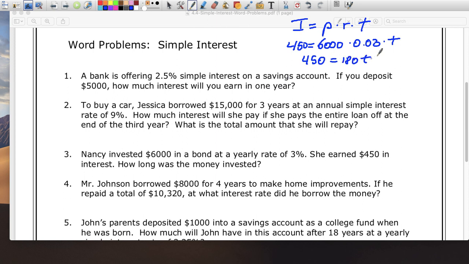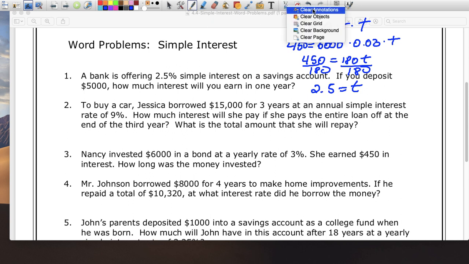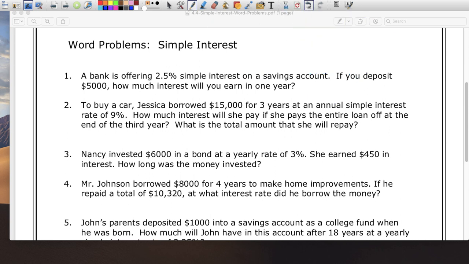And that's going to give us 180 T. One-step equation, divide both sides by 180. And if you divide 450 by 180, you get 2.5. So how long did she leave this money invested? She left it for 2.5 years. Number 4.